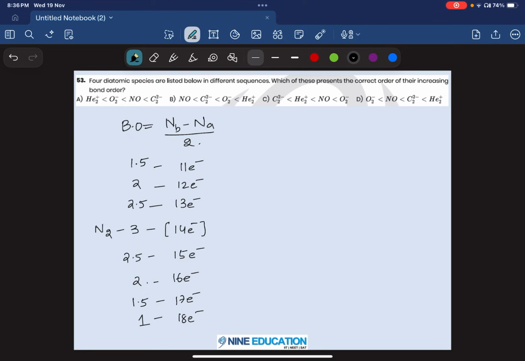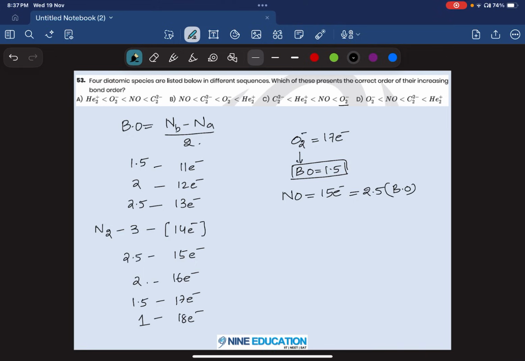So let us first start with O2 minus. The number of electrons present in O2 minus is 17 electrons. So since O2 minus contains 17 electrons, the bond order of O2 minus is 1.5. In the same manner, this is one thing we need for answering this question. Then let us go back to NO. The number of electrons present in NO is 15. Oxygen 8 electrons, nitrogen 7 electrons. So 15 electron species have bond order 2.5.